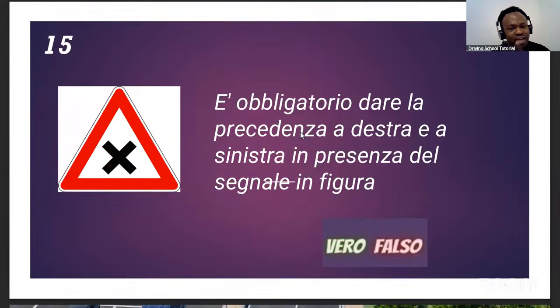It said, obbligatorio dare la precedenza a destra e a sinistra in presenza del segnale in figura. So what is our response to this question number 15? What is our response to the question number 15? È obbligatorio dare la precedenza a destra e a sinistra in presenza del segnale in figura.